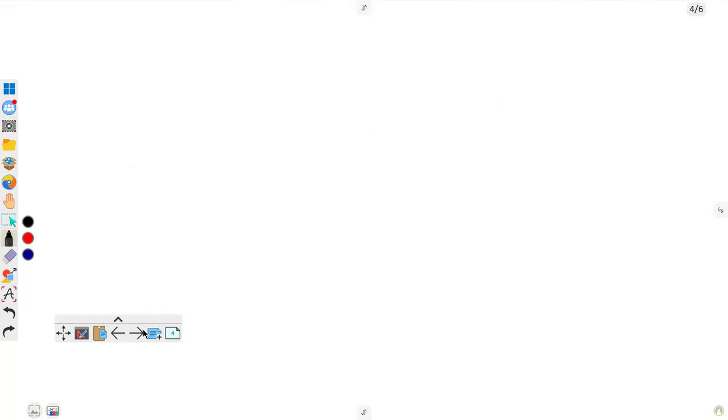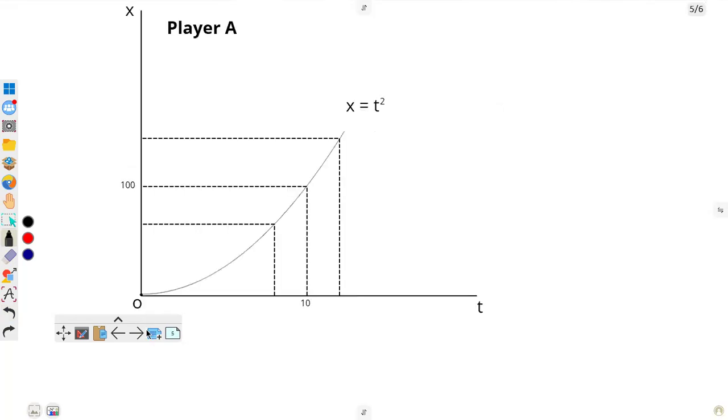Okay, so let us see the graph. For player A, at t is equal to 9.999, what was our x? What was our x?